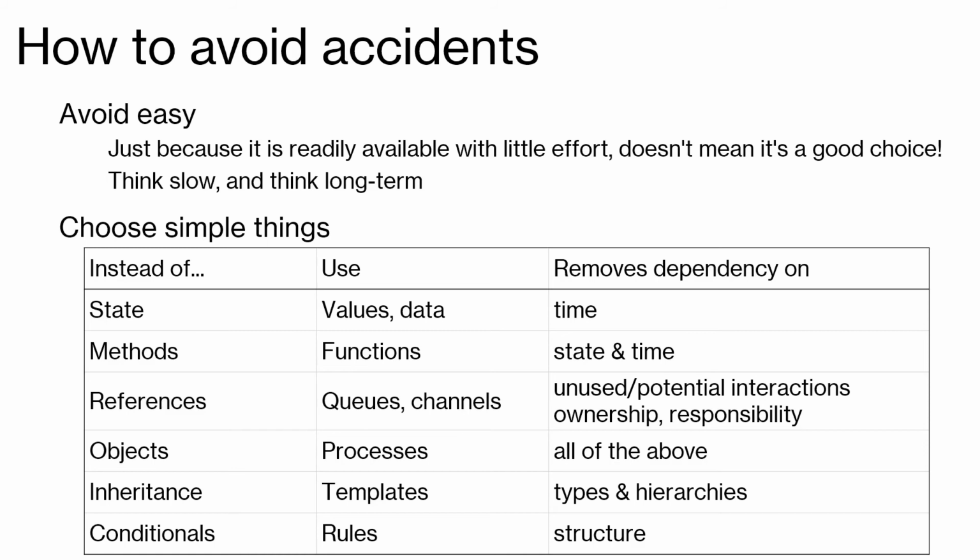This way of choosing simple things, this is the foundation that I used in part 1 of this lecture series. This is why we do state machines. This is why we do interactions with queues and channels.